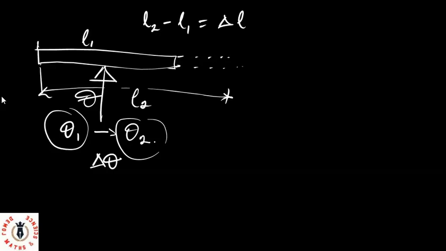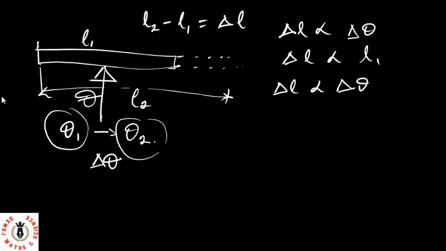Now this change in length delta L is directly proportional to the change in temperature, and delta L is also proportional to the initial length L1 of the rod, so that we can say delta L is directly proportional to delta theta and L1. So at the end of the day, we can say that delta L equals alpha L1 delta theta, where alpha is our linear expansivity.